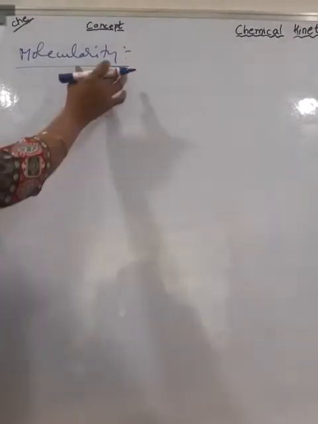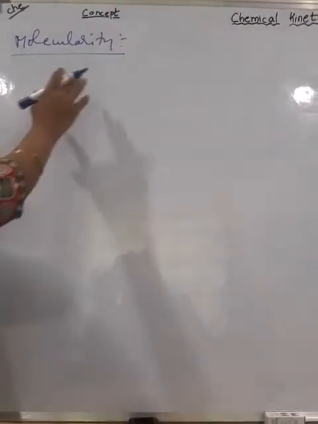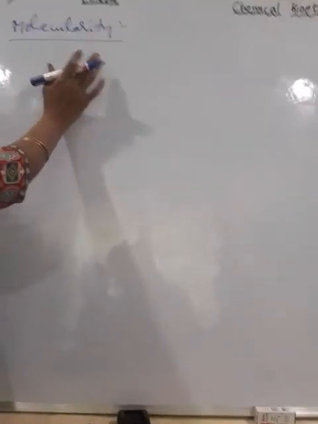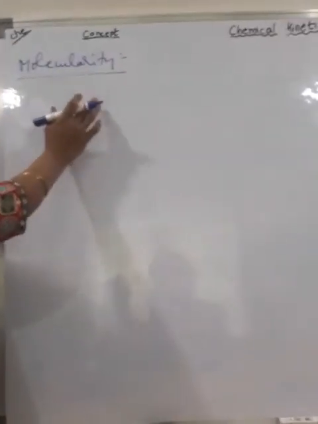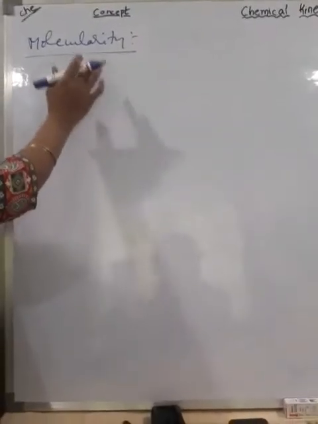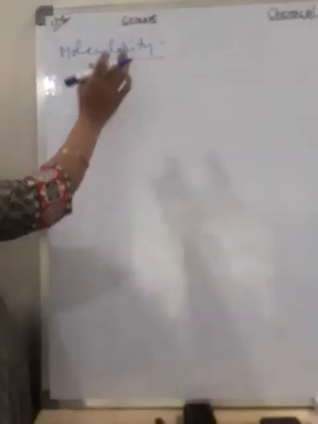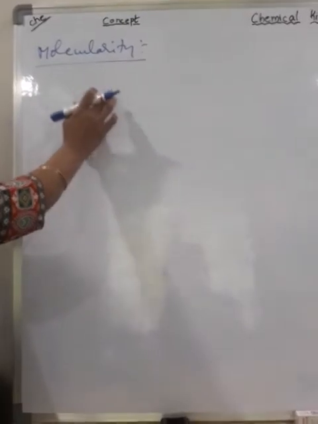Order is the sum of powers of concentration terms of all the reactants which are present in the rate equation or rate law. So that is order. Another concept is molecularity. Molecularity is the number of ions, atoms or molecules which take part in the rate determining step. So that is called molecularity.